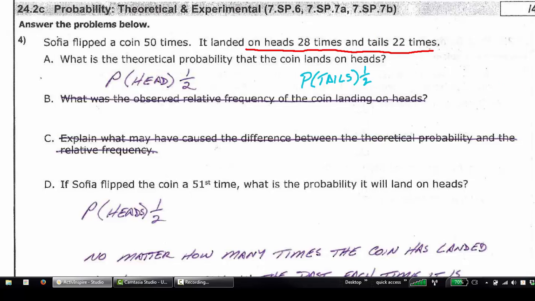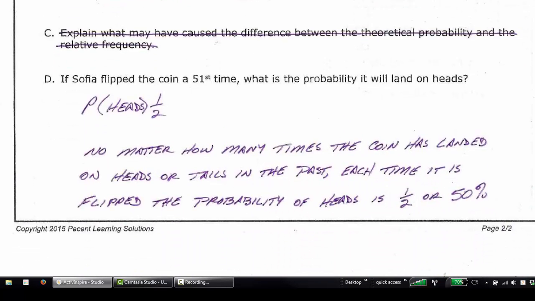So let me get you down to my notes here. No matter how many times the coin lands on heads or tails in the past, each time it is flipped, the probability of heads is 1/2 or 50%. If you flipped a coin 1,000 times and got tails, 900 out of those 1,000, and said, oh man, it's got to be heads a whole bunch to make up for that, the coin doesn't know it's been tails 900 times. Every time it flips, the coin just lands.